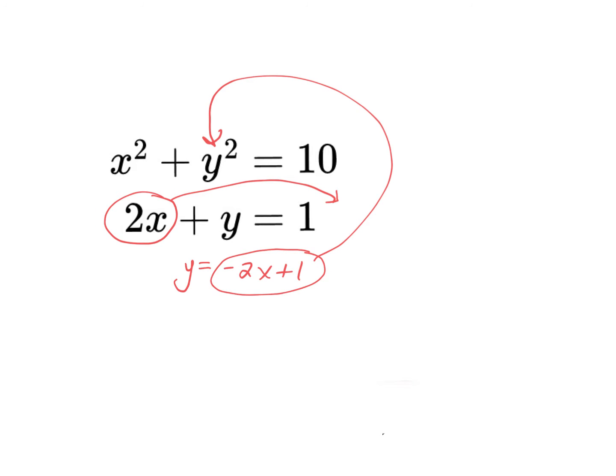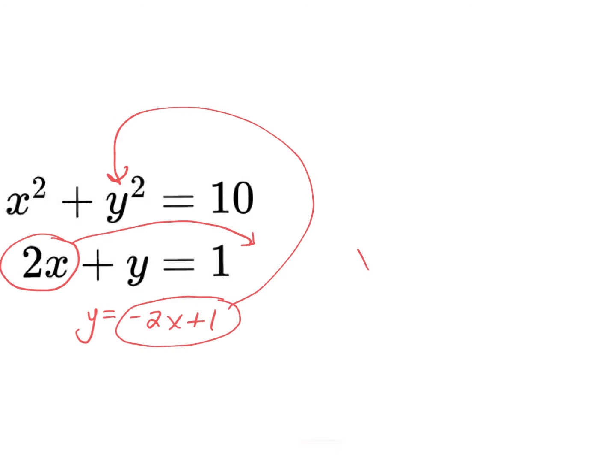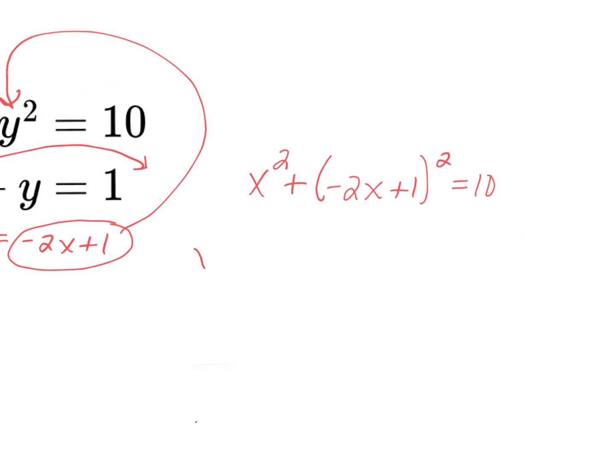So when you go to solve this, we have x squared plus, instead of y, you have negative 2x plus 1 quantity squared and then equals 10. So as we go to work through this, guys, you still have your x squared. When I have negative 2x plus 1 quantity squared, that means negative 2x plus 1 times negative 2x plus 1, and then I have equals 10.